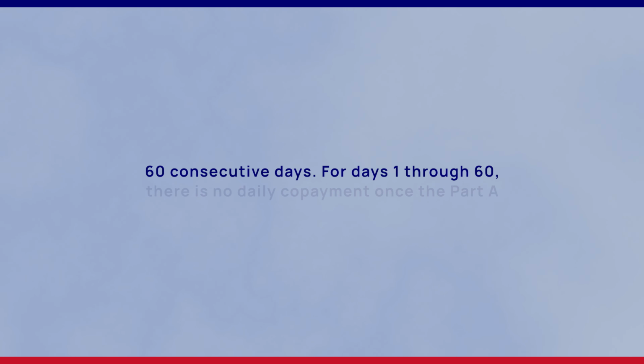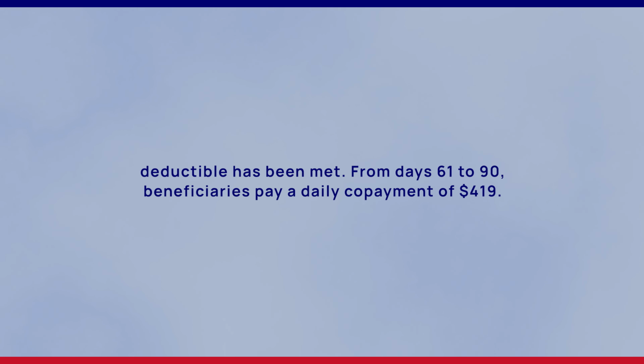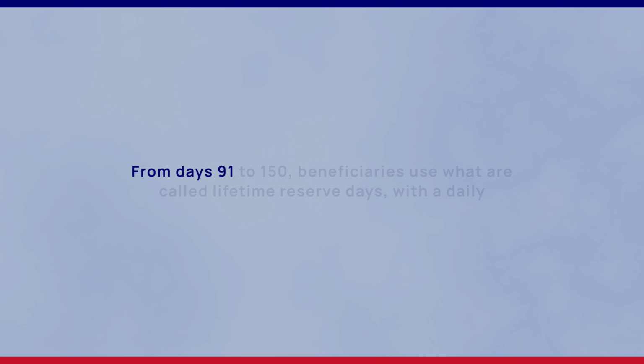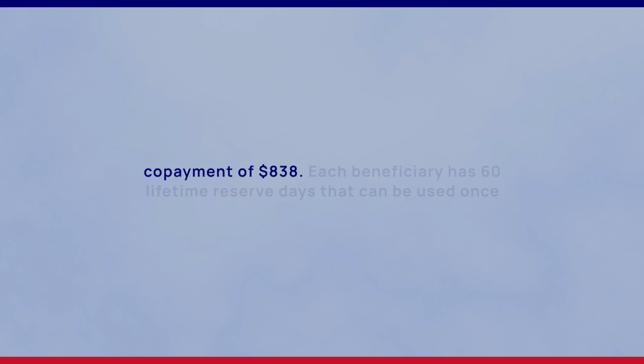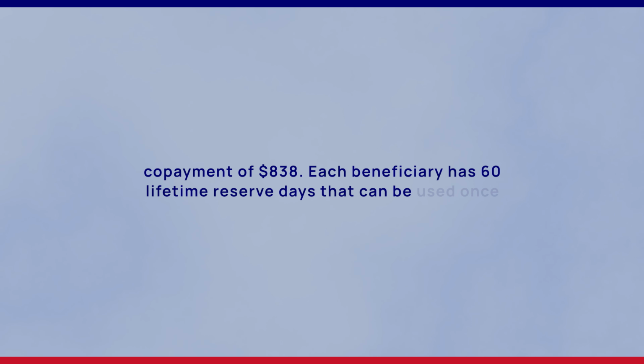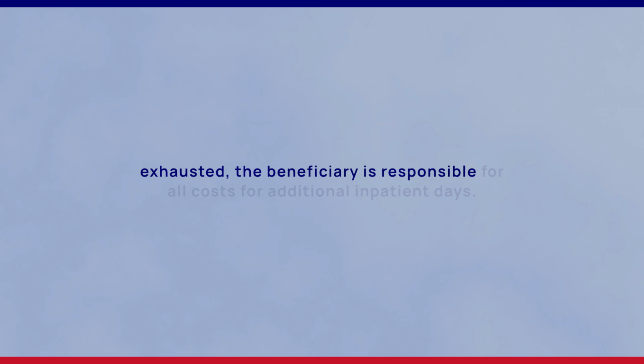For days 1 through 60, there is no daily copayment once the Part A deductible has been met. From days 61 to 90, beneficiaries pay a daily copayment of $419. From days 91 to 150, beneficiaries use what are called lifetime reserve days, with a daily copayment of $838. Each beneficiary has 60 lifetime reserve days that can be used once they have been in the hospital for more than 90 days. After lifetime reserve days are exhausted, the beneficiary is responsible for all costs for additional inpatient days.